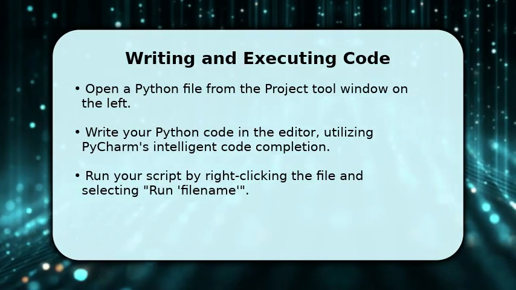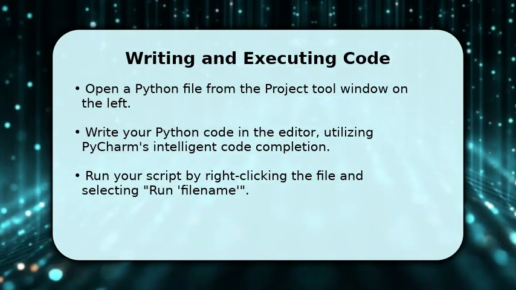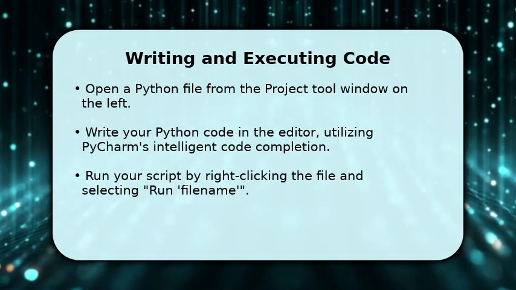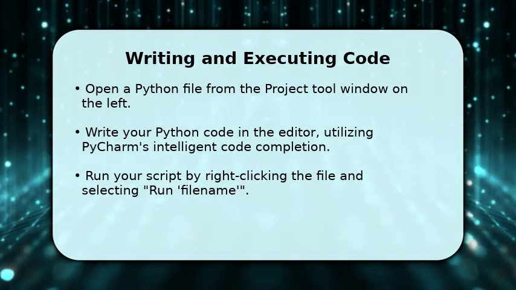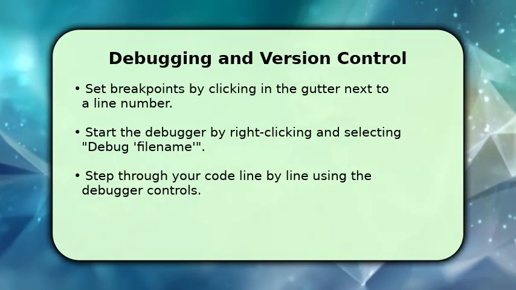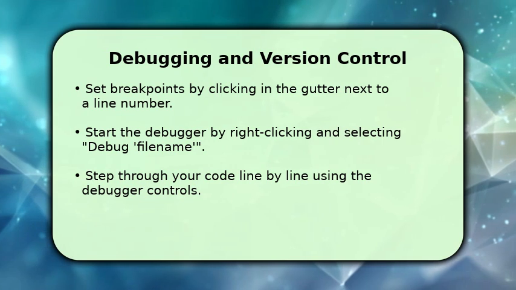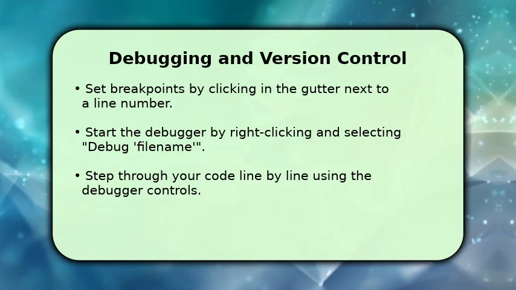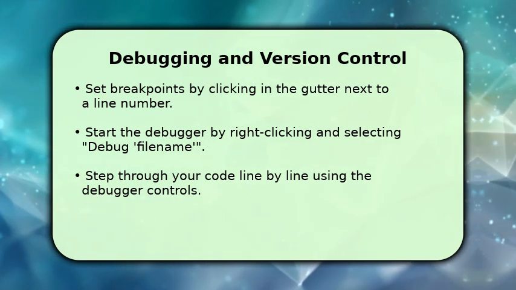The results and any output from your program will then appear in the Run Tool window, usually found at the bottom of the interface. Debugging is crucial for finding issues. Set a breakpoint by clicking in the gutter next to a line number. Then, right-click your file and select Debug File Name to start the debugger.